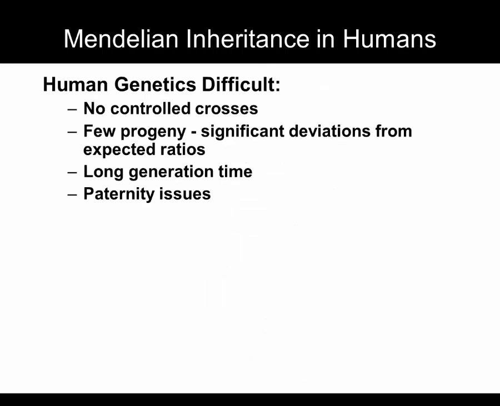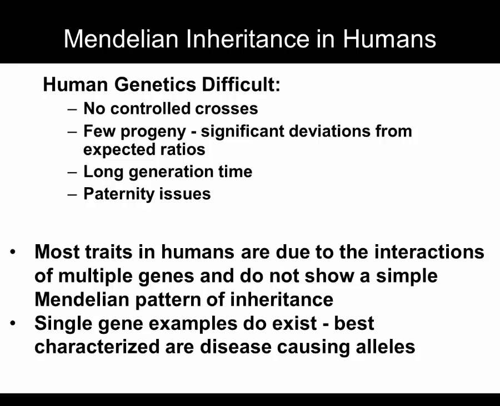We couldn't actually do experiments like Mendel's using humans. We can't control crosses, there are no self-crosses, the number of progeny from each couple is too small for proper statistical analysis, and getting to an F2 generation would take several decades. Additionally, it's hard to find good traits that are controlled by single genes. Most human phenotypes involve complex interactions of multiple genes.